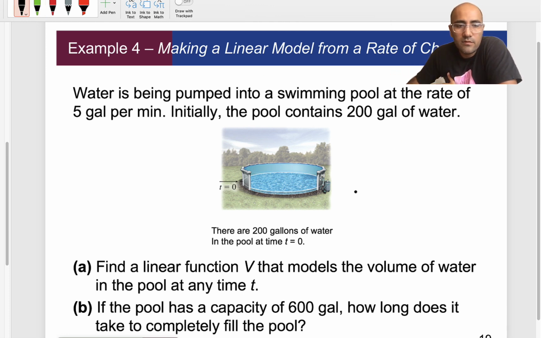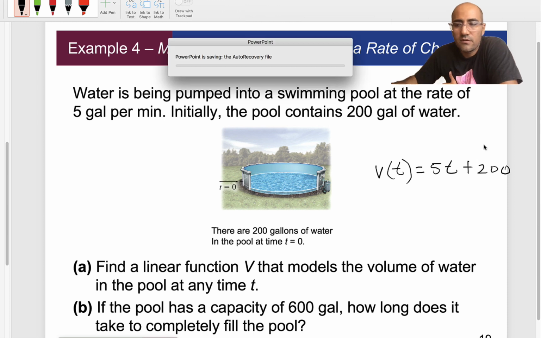We have the volume v of t is going to be some sort of an equation as a function of t. And we know that it's got a speed, an average rate of change. So every minute that goes by, we're going to be adding 5 gallons. So it's going to be 5t plus the initial amount, plus 200. Right, so this one was really easy. We can just put it together on inspection here.